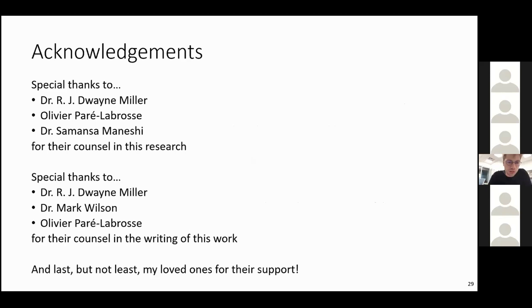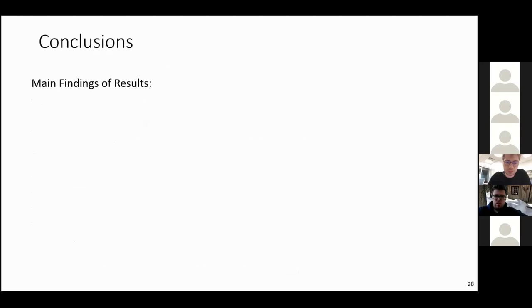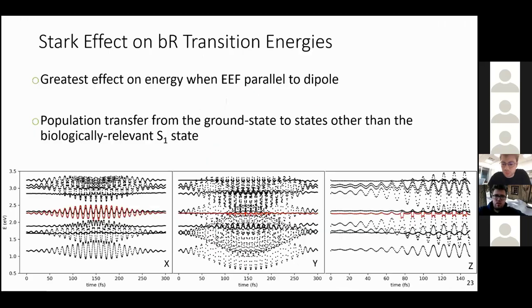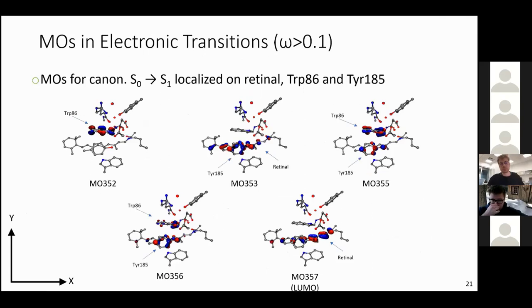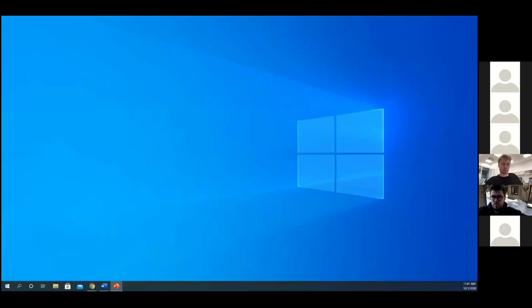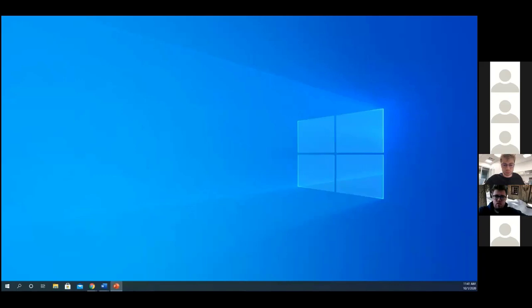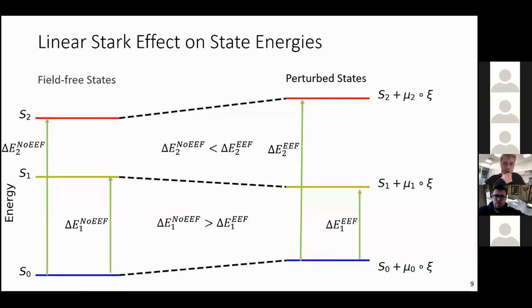I have a question. Could you go back to where you first used the Stark effect, like slide 9 or something like that? I'm sorry, it's a little choppy. I think it was slide 9. I'm not sure. Okay. Yep. Is it this one? Yeah, I think that one.